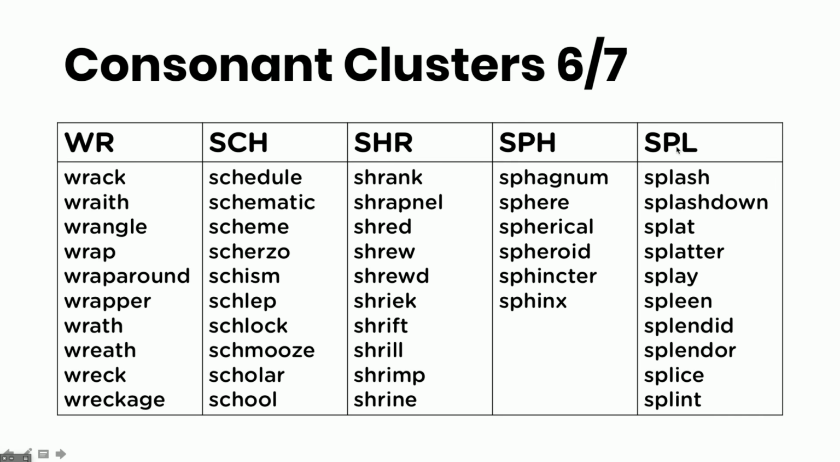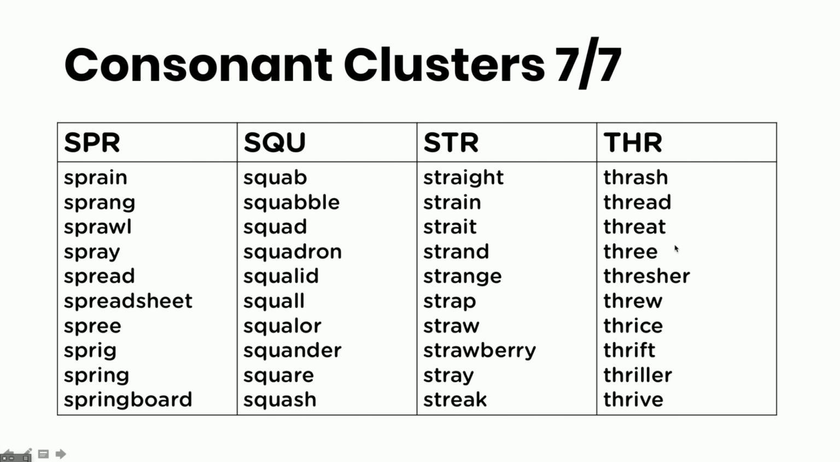Sf, that one is hard to say. Sf, sf, sf, as in sphagnum? No idea. Sphere, spherical, spheroid, sphincter, sphinx. Spl, as in splash, splashdown, splat, splatter, splay, for example. And the last one we have spr, as in sprain, sprang, sprawl, and spray.